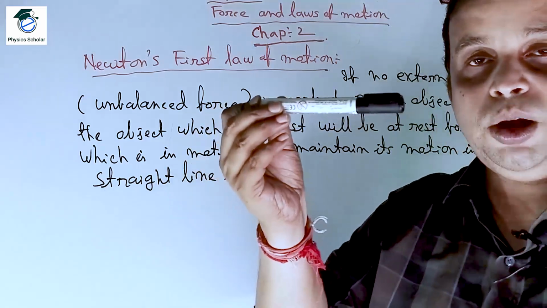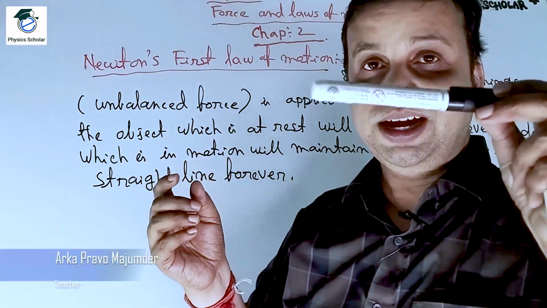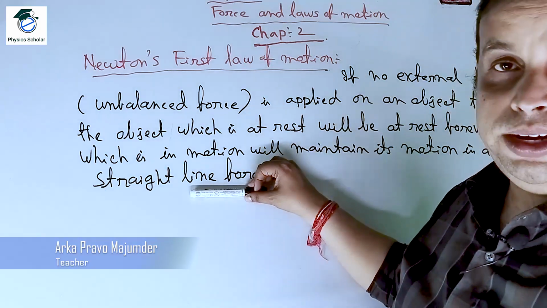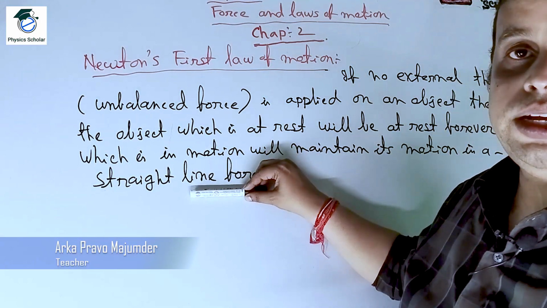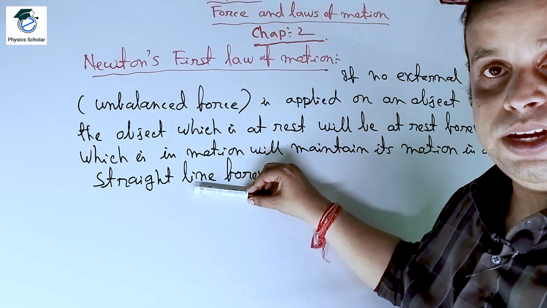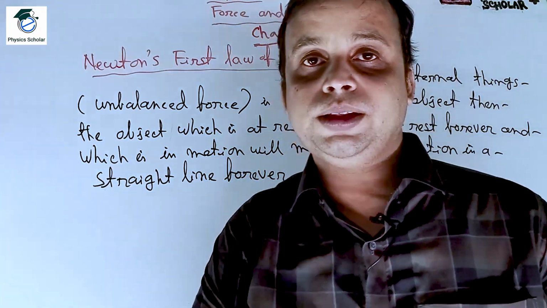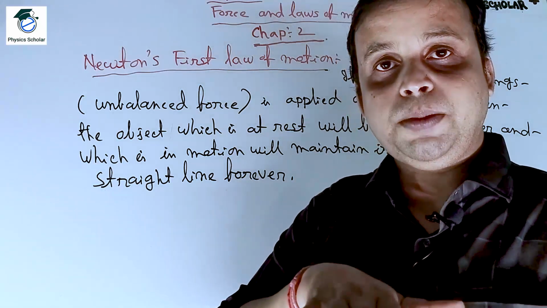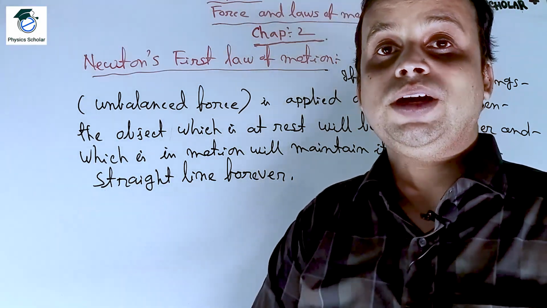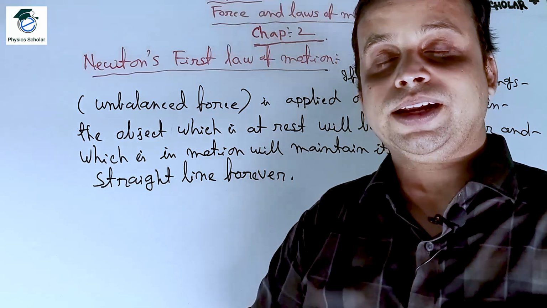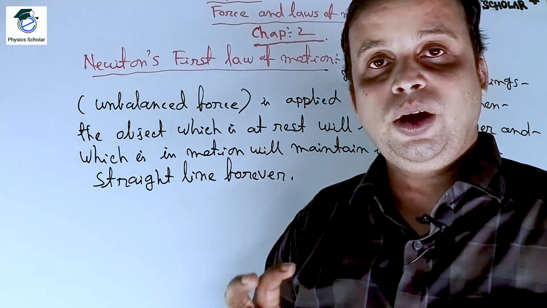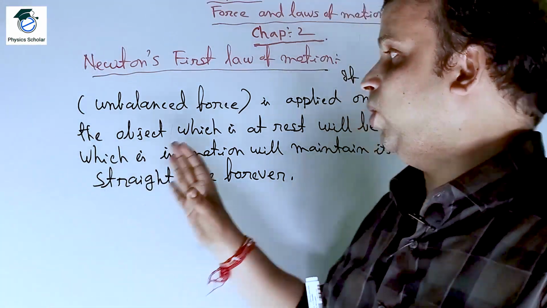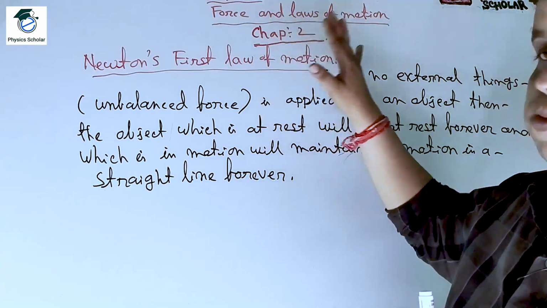Suppose this is an object, this is a marker. If I keep it here forever and no force is applied on it, then what will happen? It will be in this condition, a state of rest, forever. Suppose a cricket ball is moving on a ground. No frictional force is there between the surface of the ground and the ball, no gravitational force, no frictional force of air, no forces are applied on the ball. Then it will continue its motion in a straight line forever. That is known as Newton's first law of motion.